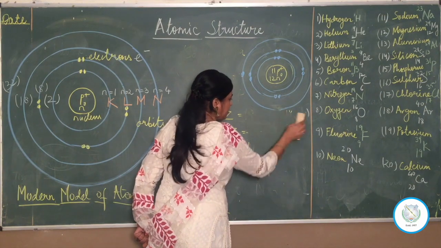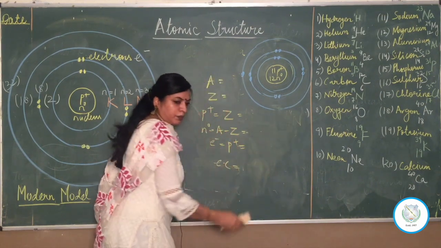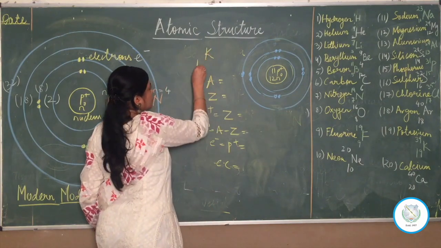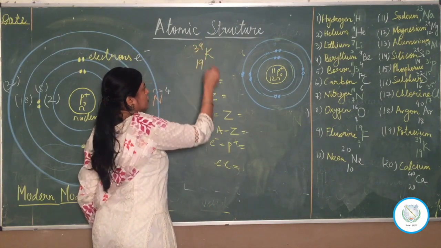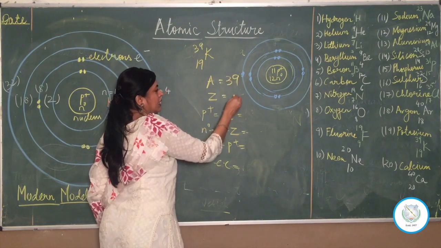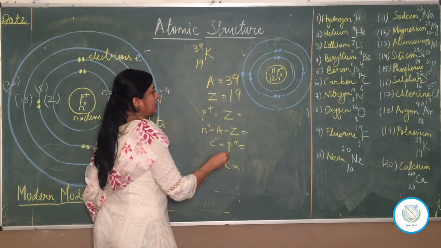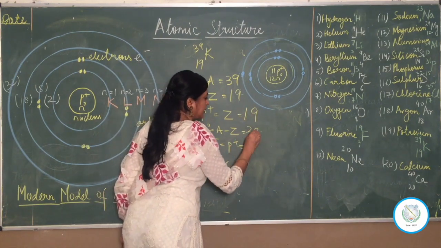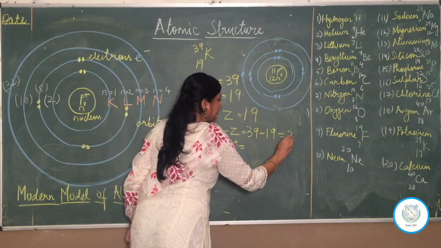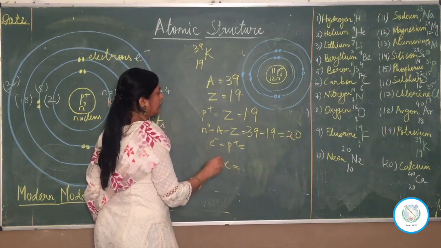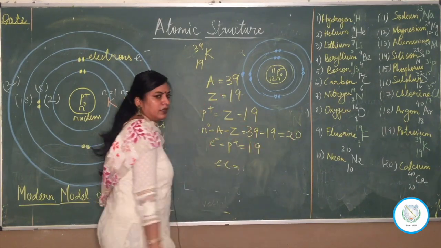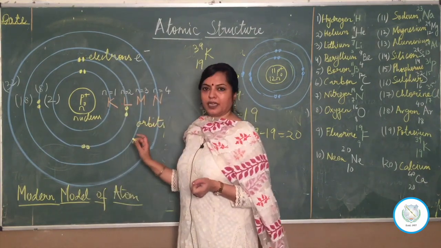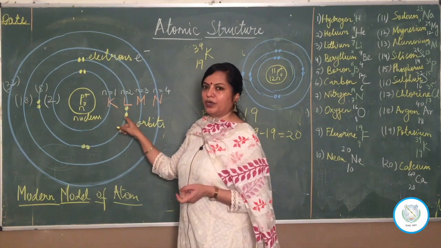K 39 19. Let's do the working for potassium. So mass number is 39, atomic number is 19, protons also 19, and neutrons is 39 minus 19, that is 20, and electrons is again 19. What will the configuration be? 2 electrons in the K shell. L shell would have 8 electrons.